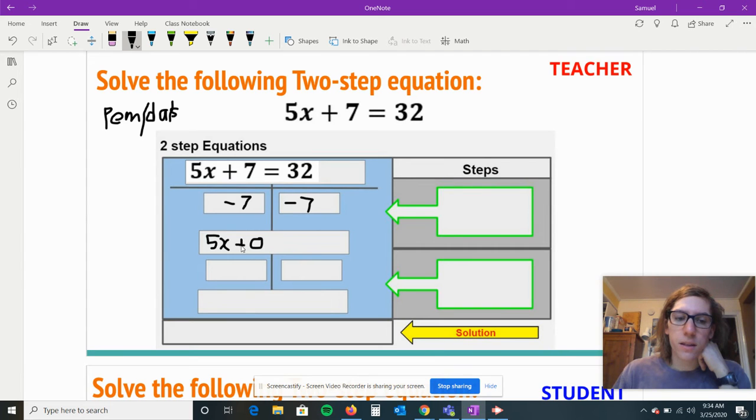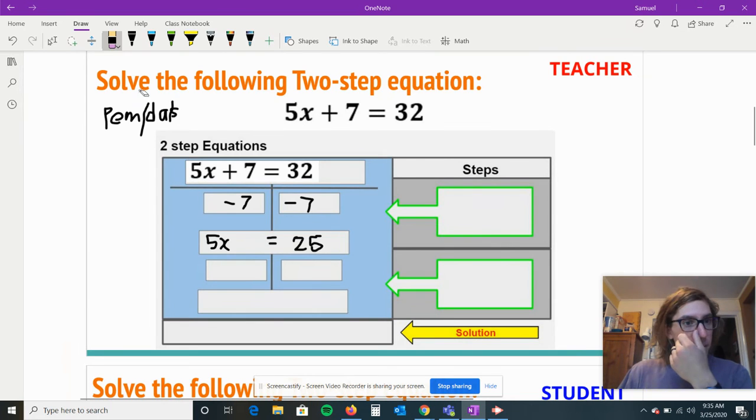Okay. We could leave the plus there if we want. Equal sign drops down. And we have 32 minus 7, which is going to be 25, right? I want to make sure I said that right. 25, right? Very good. So now we have 25 equals 5x plus 0. Well, adding 0 to anything, does that really change anything? No, not really, right? So now this is just 5x equals 25, right? Good.